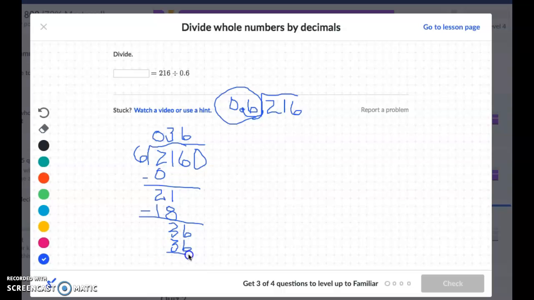And I get 0. And bring down my 0. And then 6 fits into 0, 0 times. 0 times 6 is 0. I have a remainder of 0, and there's nothing left to bring down, so I know I'm done. So my answer is 360.